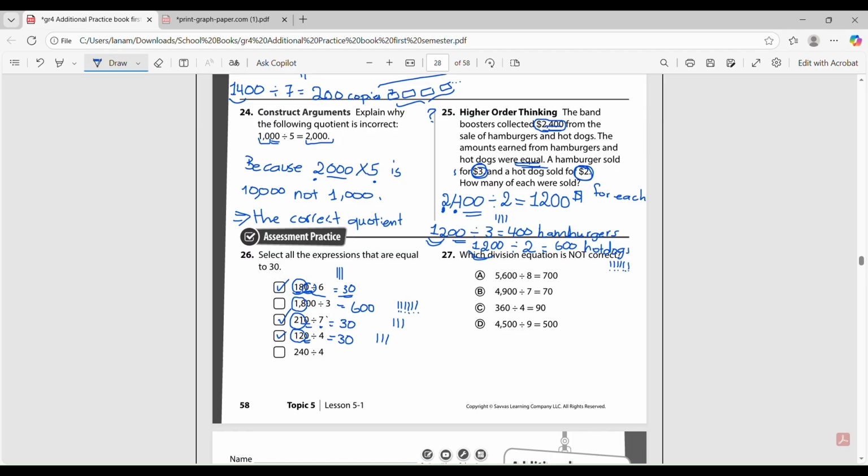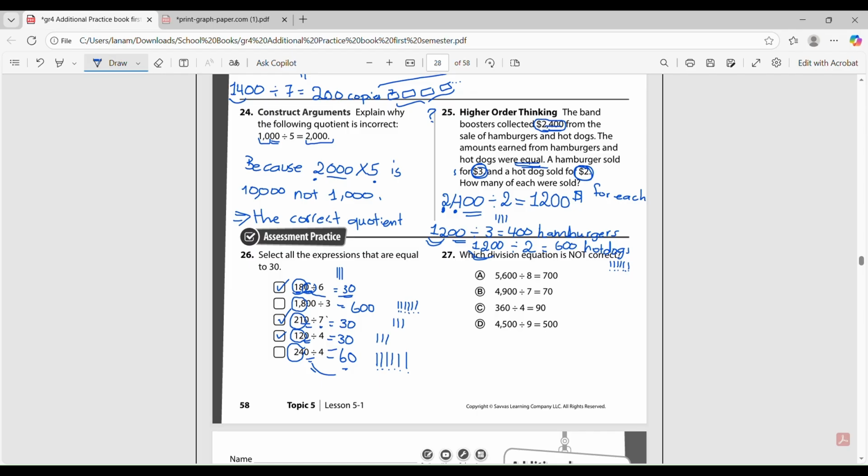The last one, 240 divided by 4. I will look at the 24 first, divided by 4. Let's skip count by 4: 4, 8, 12, 16, 20, 24. How many counters? 1, 2, 3, 4, 5, 6. So the answer is 6, and we will move the 0 to the quotient, so it's going to be 60. So no, the answer is not 30.